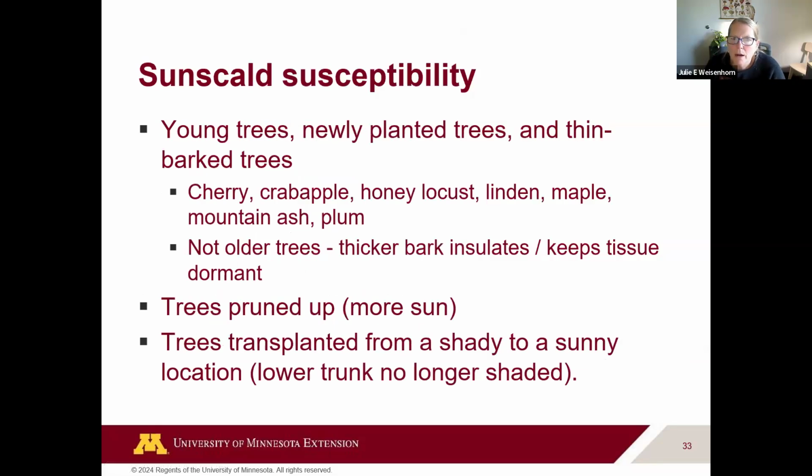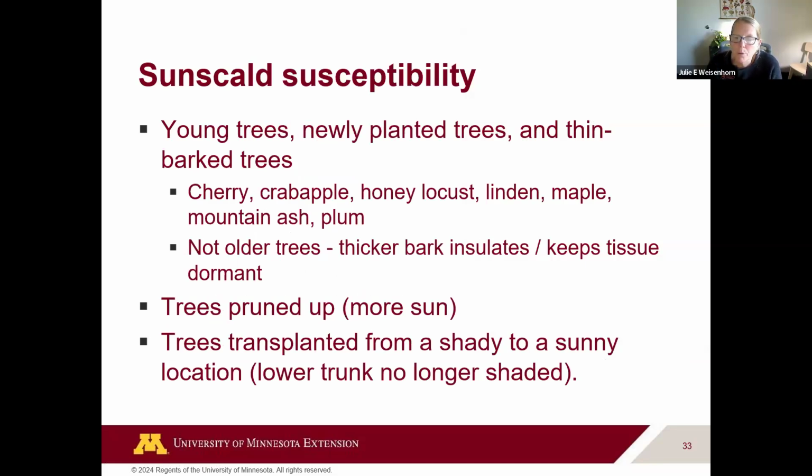This is most susceptible when we have younger trees, newly planted trees, and trees that have thin bark, like the maple that we saw. Also cherry and crabapple, honey locust. Older trees have thick enough bark that it keeps that tissue dormant, doesn't allow it to heat up. In other words, it's kind of insulating the tissue under the bark.